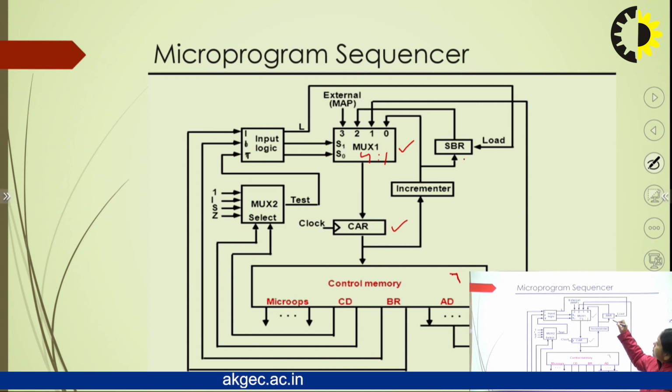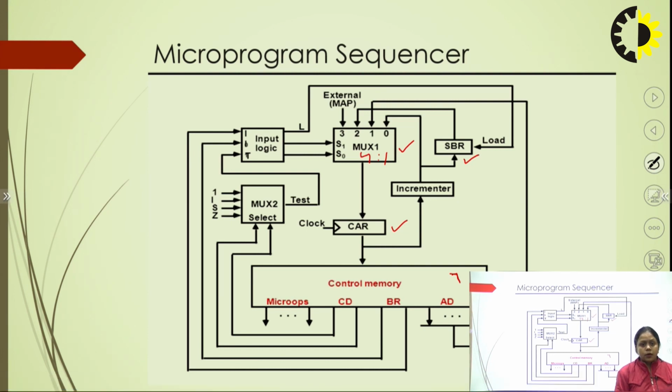Next is the subroutine register, which we have discussed in the previous slides also. In address sequencing, the subroutine register means we will store the return address here. If a particular subroutine or function is called, then we will store the return address in the subroutine register, so that we can find out the next address from the subroutine register also. So this is another way to generate the address. This is a load signal for the subroutine register. When this is 1, the subroutine register will be loaded.